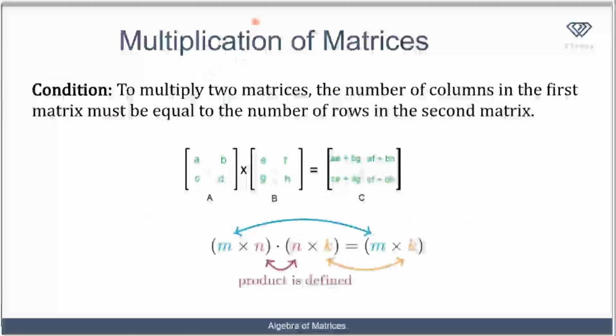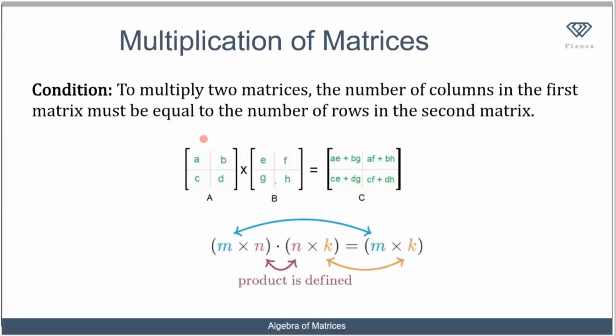So now let's talk about the multiplication of matrices. Before you can multiply two matrices together, a condition must be satisfied. And the condition is that the number of columns in the first matrix must be equal to the number of rows in the second matrix. So first, you have to check to ensure that the number of columns in the first matrix is equal to the number of rows in the second matrix. And if this condition is met, then you can multiply those matrices together.